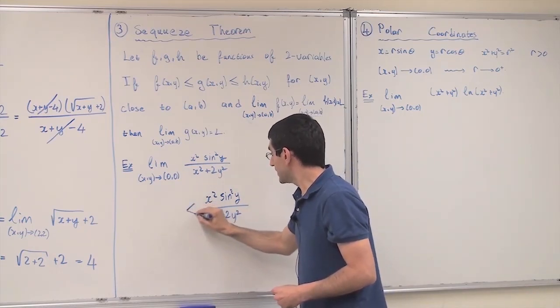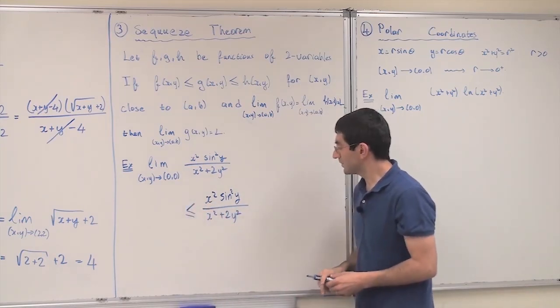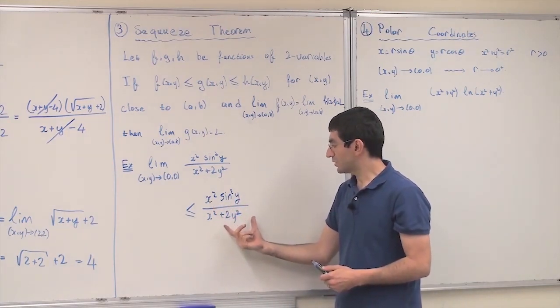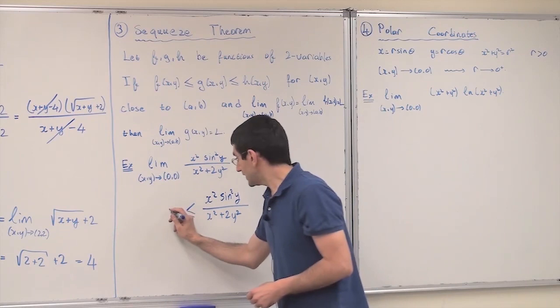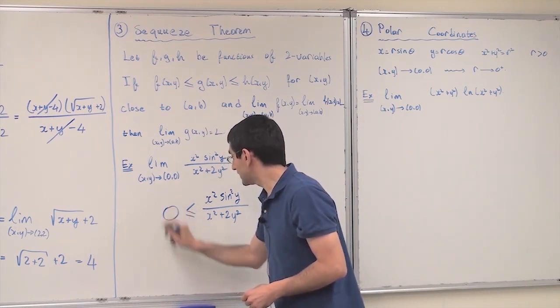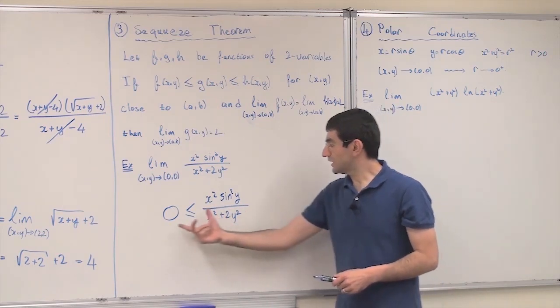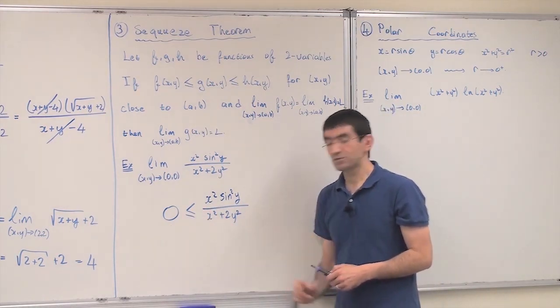Okay, my first observation is the following. As you see, all the terms in this function are squared. So we can easily say that for every x, y, our function is greater than or equal to 0.